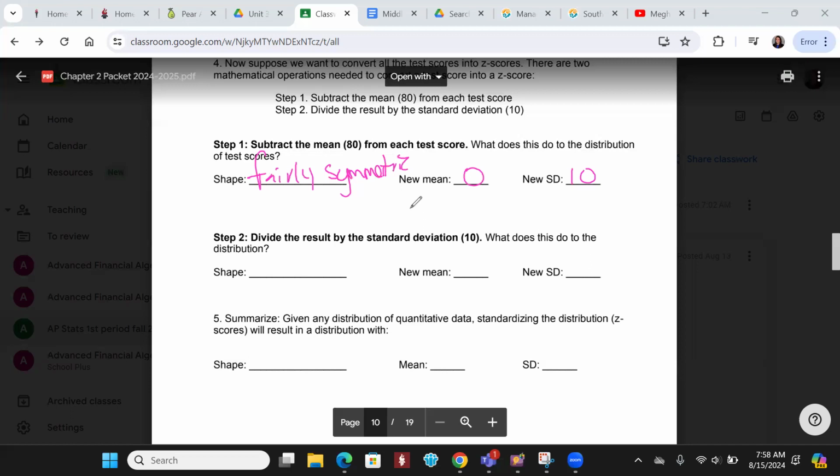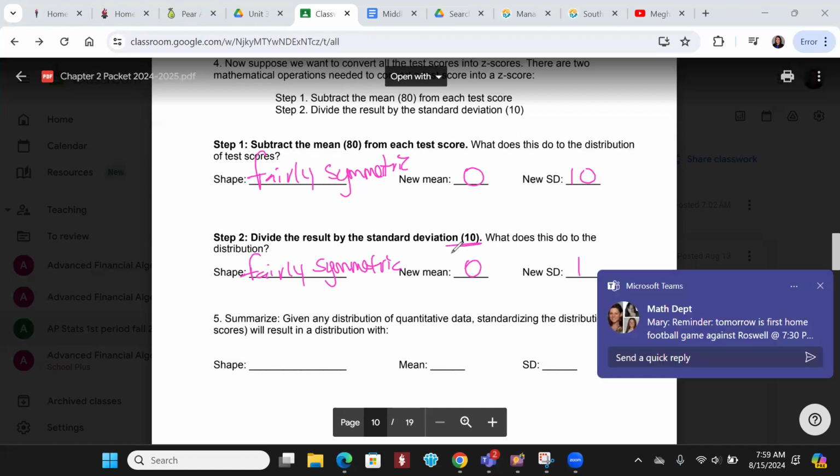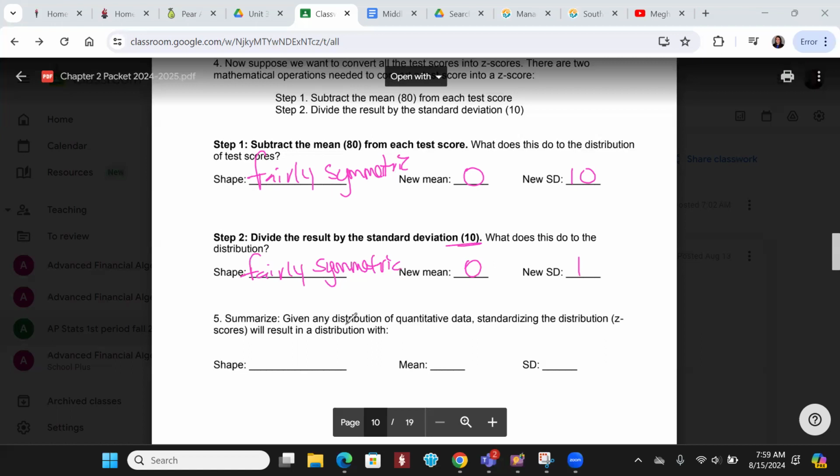All right. Now step two, divide the results by the standard deviation. What does this do to the distribution? It's still fairly symmetric. The new mean is still 0. But the new standard deviation is going to be 1 because we divided by 10. So given any distribution of quantitative data, standardizing the distribution will result in a distribution with the same shape, the mean is 0, and the standard deviation is 1.